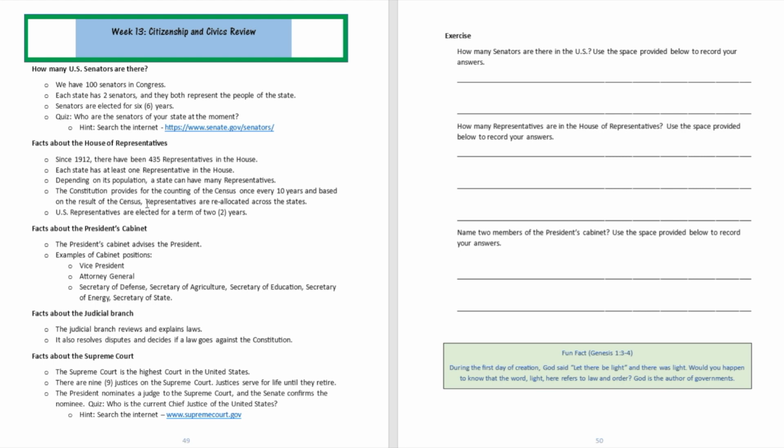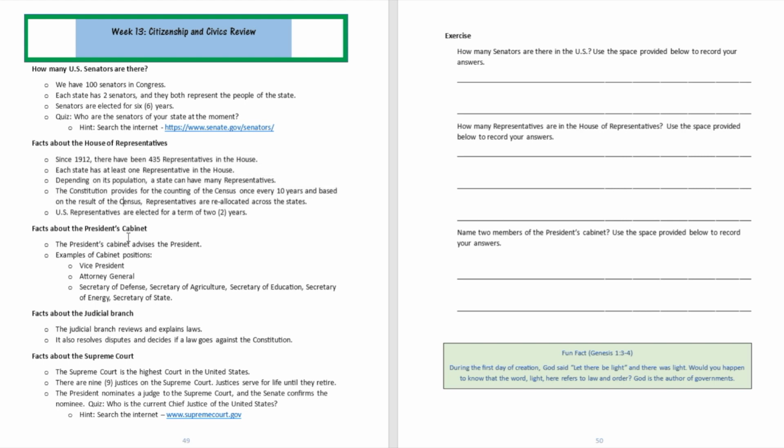Alright, the Constitution provides for the counting of the census once every 10 years, and based on the results of the census, representatives are reallocated across the states. So if people start migrating from the north down to the south, and then the south all of a sudden explodes in population, well, the south is going to have more representatives in the House of Representatives. All right. The U.S. representatives are elected for a term of 2 years. Alright, so a really critical fact about the House of Representatives. Please try to make sure you remember all of that.